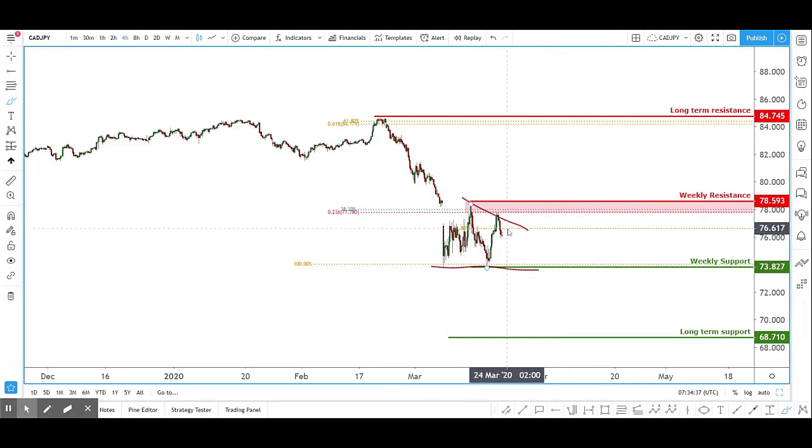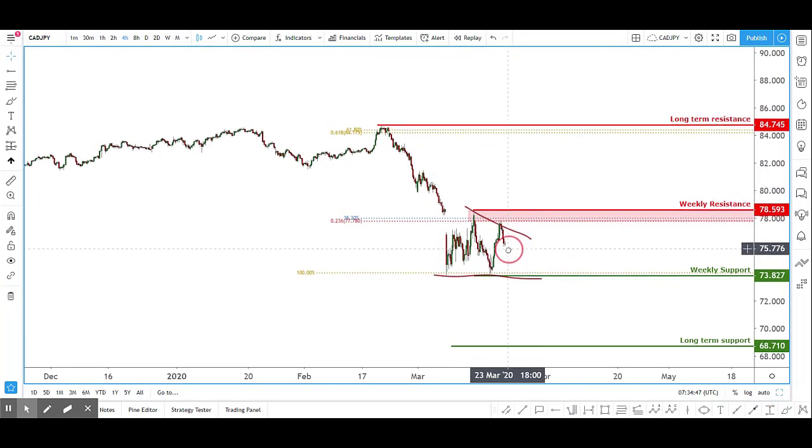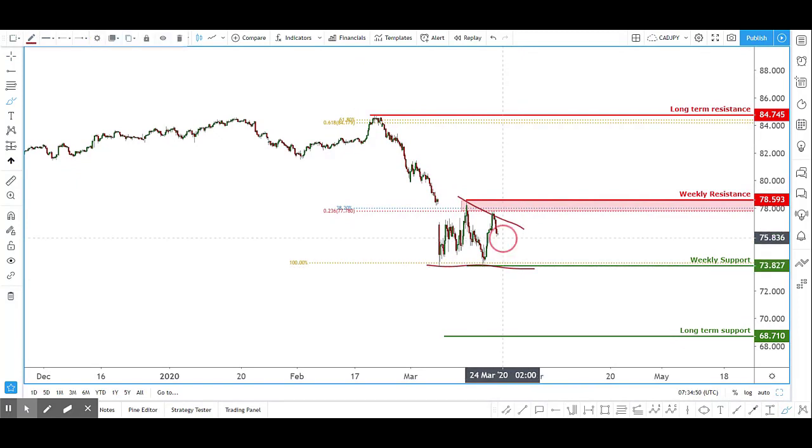What I would like to do is actually wait for price to come close to the weekly support. And once it's at the weekly support area, I'll buy for a push up to the resistance. The first take profit can be the descending triangle resistance line. All right, and then the second take profit can be the weekly resistance.